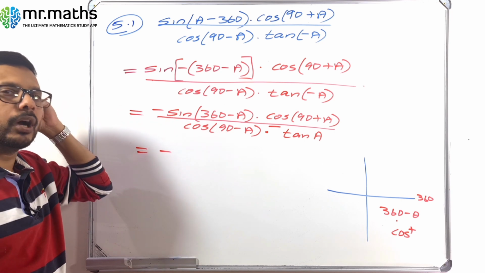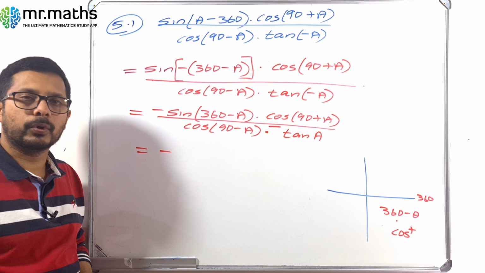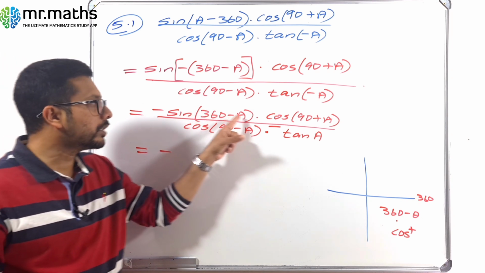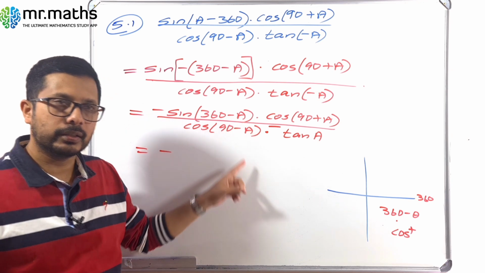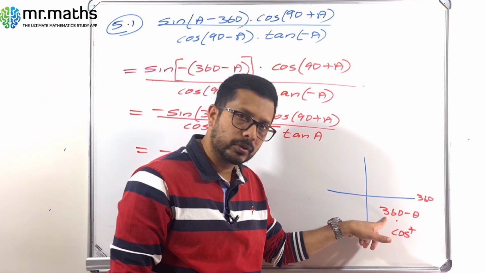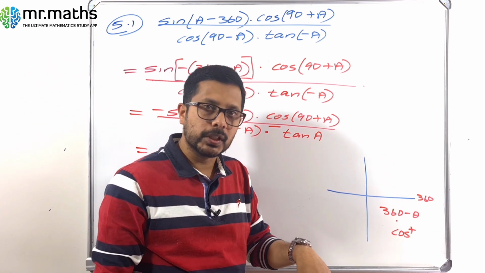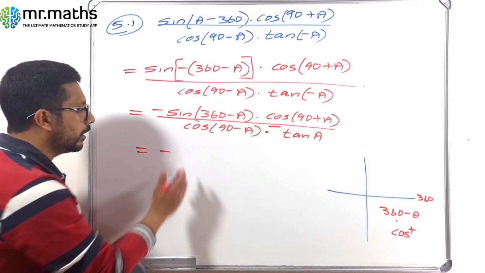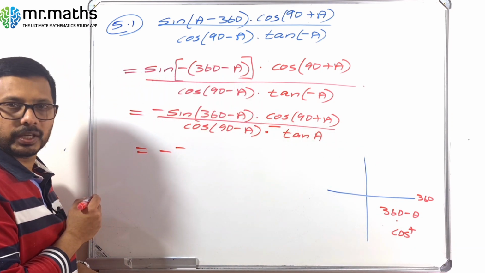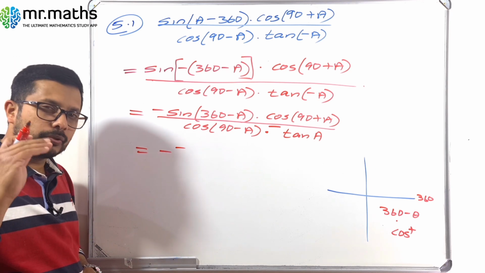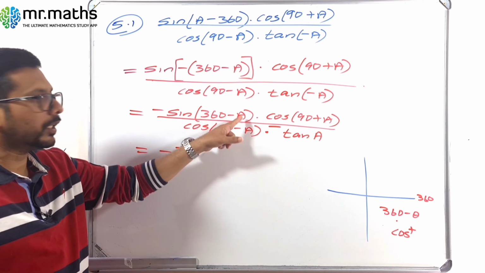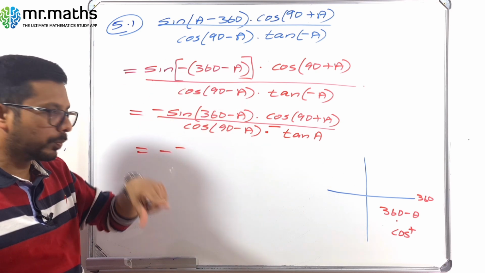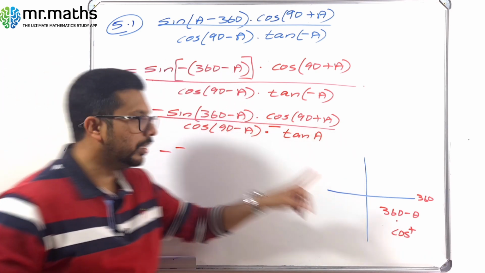When you have to apply this reduction formula, you have to think like this: 360 minus a is in which quadrant? 360 minus a is in the fourth quadrant. In the fourth quadrant, what is positive? Cos is positive. Here it is sine, so it is negative. Listen once more. In that order you have to ask yourself: 360 minus a is in which quadrant? Fourth quadrant. In the fourth quadrant, what is positive? Cos is positive. Here what?